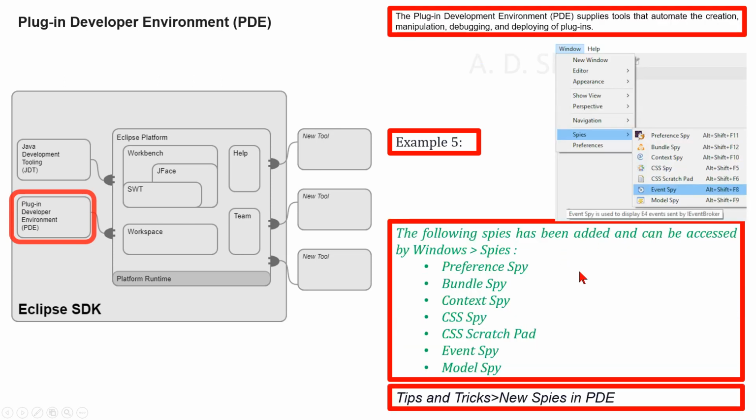Now we are considering tips and tricks. The new spies in PDE. The following spies have been added and can be accessed by Window, then Spies: preference spy, bundle spy, context spy, CSS spy, CSS scratchpad, event spy, and model spy.